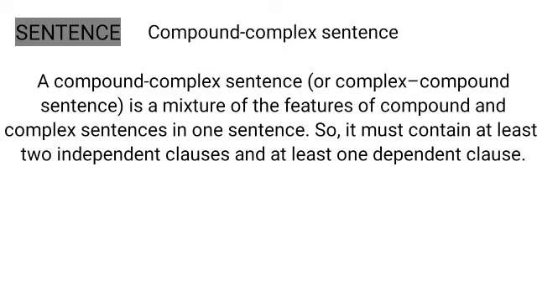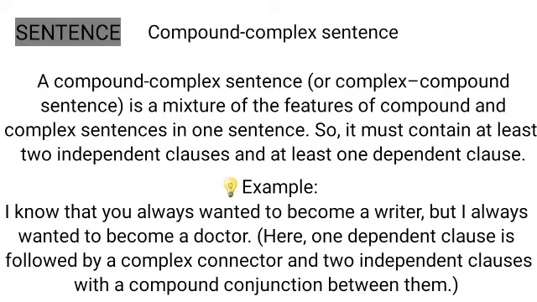Compound complex sentence. A compound complex sentence is a mixture of the features of compound and complex sentences in one sentence. So it must contain at least two independent clauses and at least one dependent clause. Example, I know that you always wanted to become a writer, but I always wanted to become a doctor.